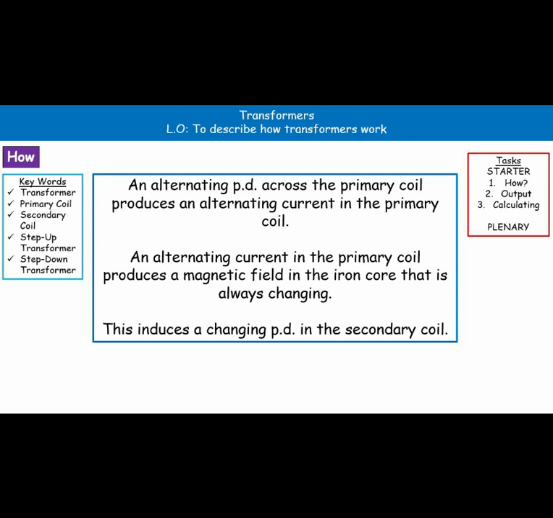So I'll leave this up for about another minute and a half so you've got a chance to write those points down.